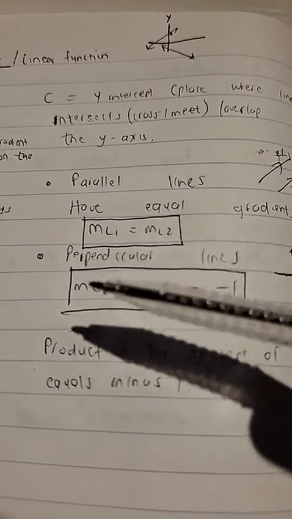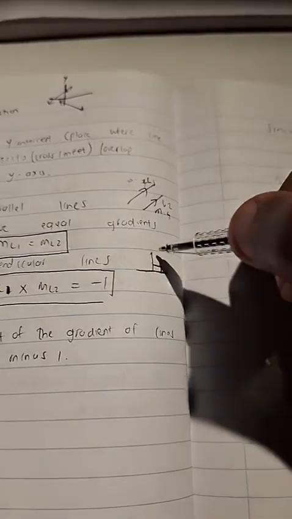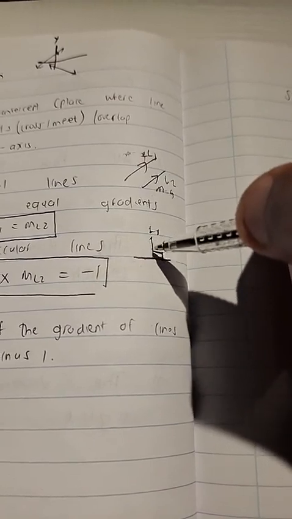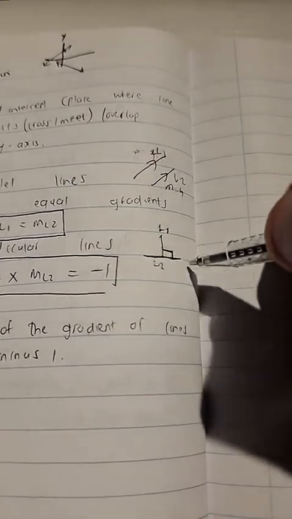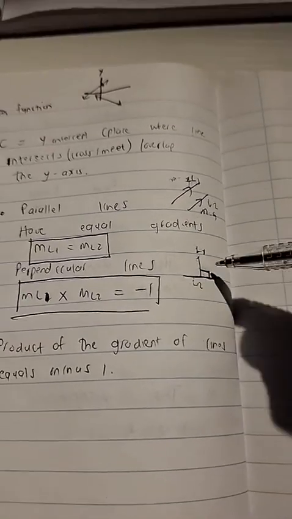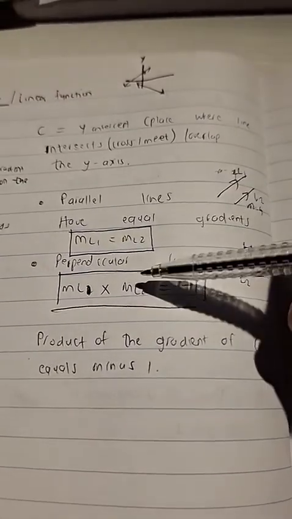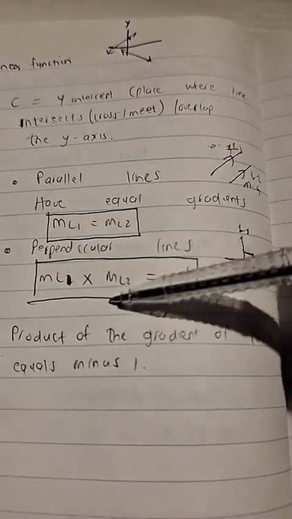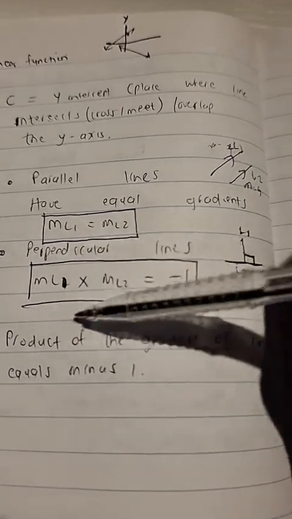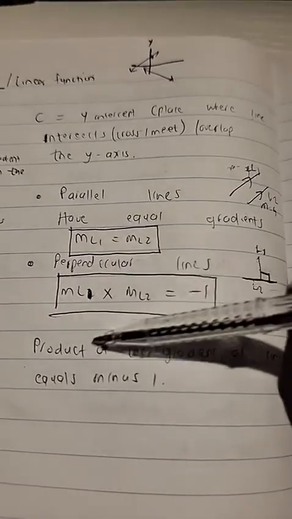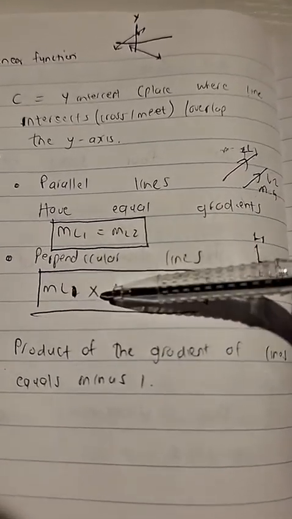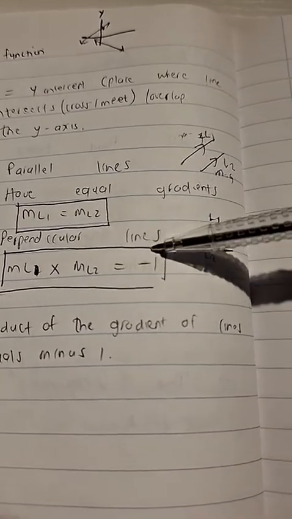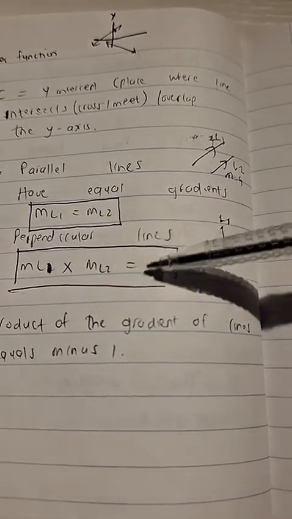Simply put, regarding the gradient of perpendicular lines, let's say this vertical line is line 1, and then let's say this line is line 2. They are perpendicular. What we expect is that when we multiply the gradients of these two lines, we will get an answer of what? Of -1.